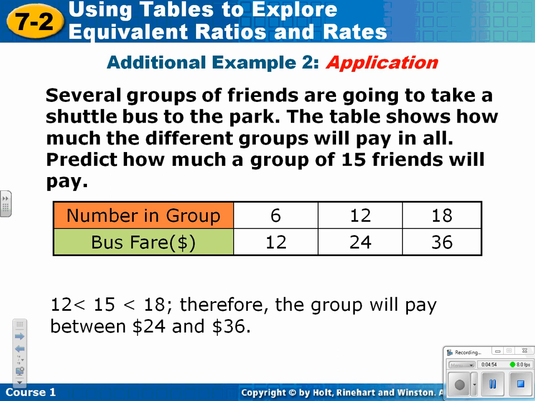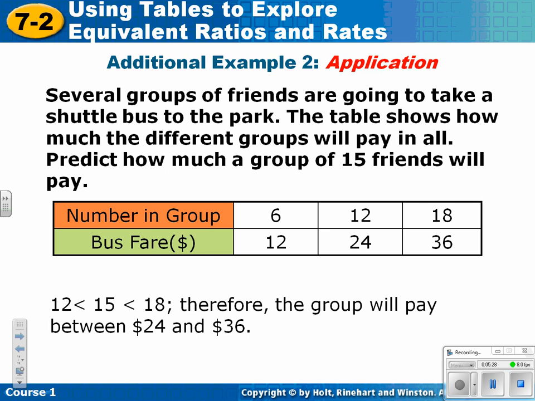Basically, this is a way to see if your answer that you get is reasonable. Because you have between 12 and 18 people, right? 15 is between 12 and 18. So you would expect that you would pay between $24 and $36. To me, the best way to do this is to figure out unit rate. How much does one person pay?